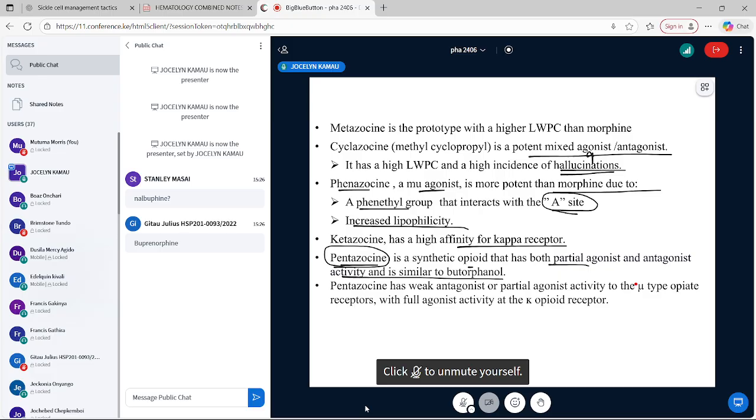Pentazosine has weak antagonist or partial agonist activity at mu opioid receptors with full agonist activity at the kappa receptor. Sometimes, of course, I don't expect you to completely remember all this, because it can be a bit too detailed. But it's important to note it's a partial agonist, and a weak antagonist. And indeed, it's a benzomorphin.